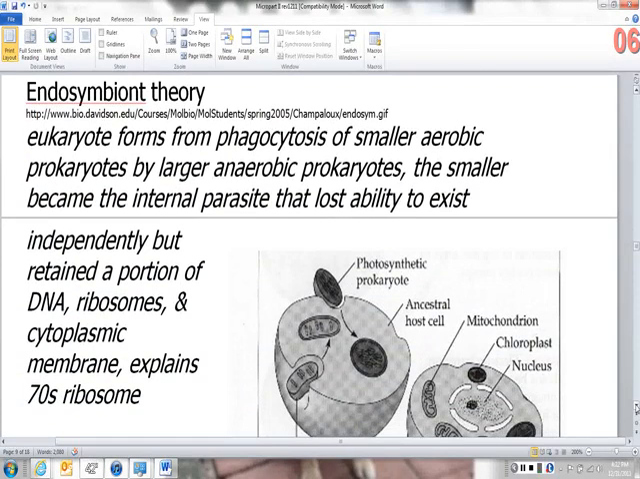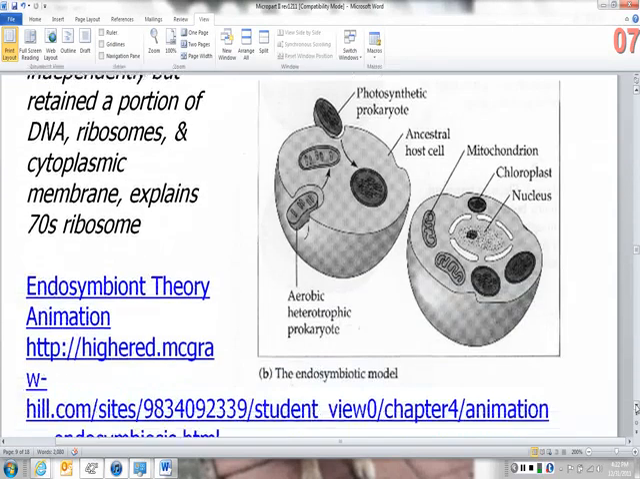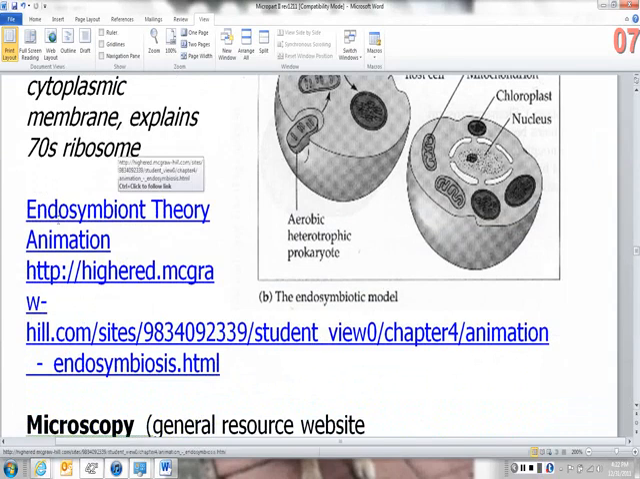The endosymbiont theory is an explanation for the development of the eukaryotic cell. It is believed the eukaryotic cell formed from phagocytosis of smaller aerobic prokaryotes by larger anaerobic prokaryotes. The smaller prokaryote became the internal parasite, which lost the ability to exist independently, but retained a portion of the DNA, ribosomes, and cytoplasmic membrane. This explains the presence of the double membrane and the 70S ribosomes. And here is an animation on the endosymbiont theory.